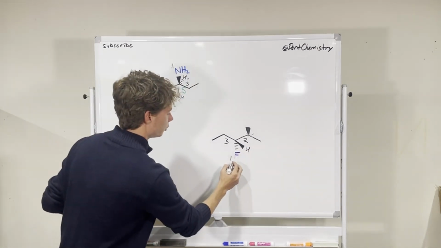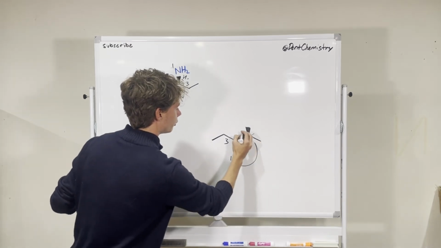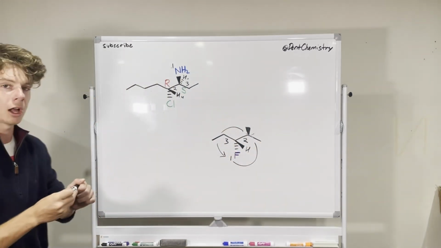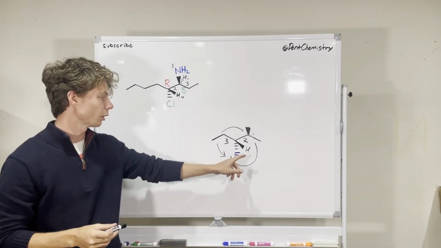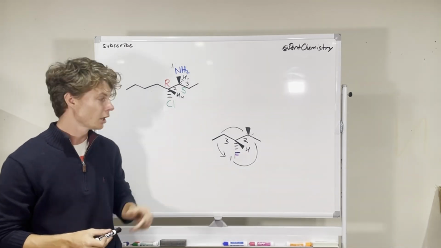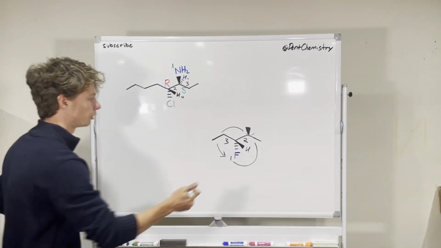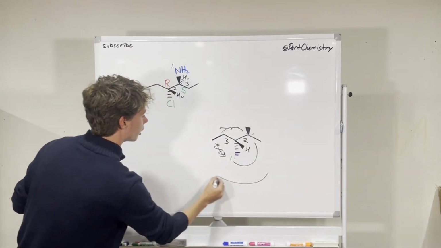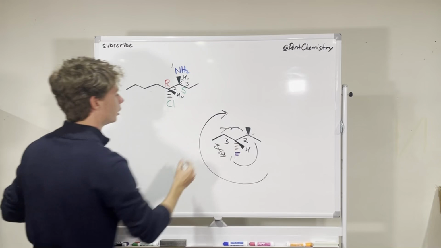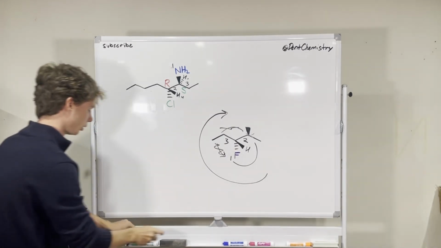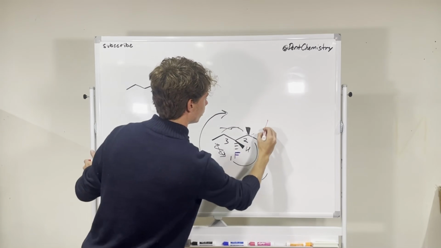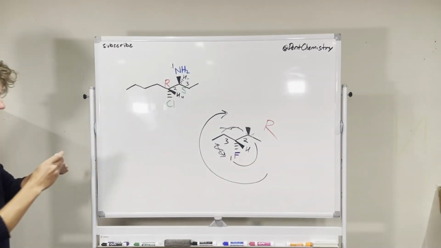I'll connect 1, 2, and 3 together. 1, 2, 3. I'm currently going counterclockwise, but because hydrogen, our smallest group, is a wedge, I need to flip that. So instead of going counterclockwise, I actually need to be going clockwise. And clockwise, as we know, should be R. So this single stereocenter down here should be R.